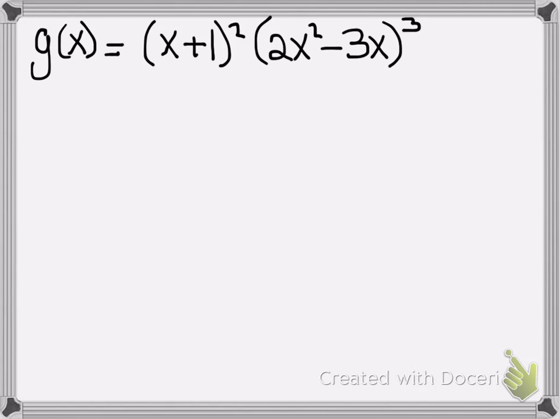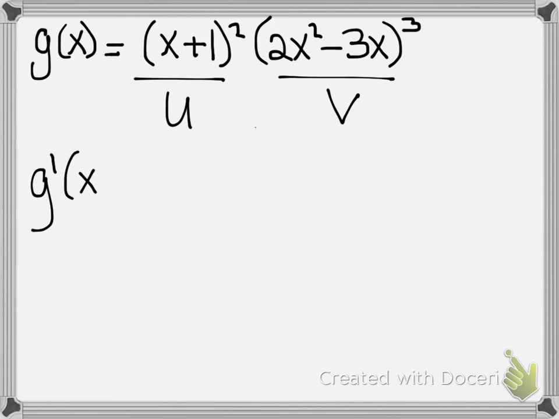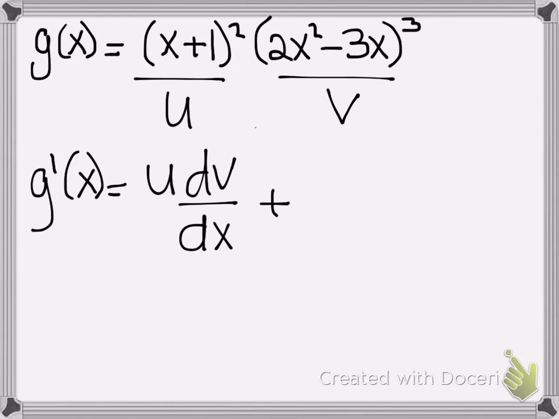So again, I have a bracket by another bracket. So I'm going to state this is going to be my u and this one's going to be my v. So it's a product rule because I've got one bracket multiplied by another. So u multiplied by v, so it's the product rule. Okay, so again, remember your formula for g dash x. It's going to be u times dv dx plus v times du dx.